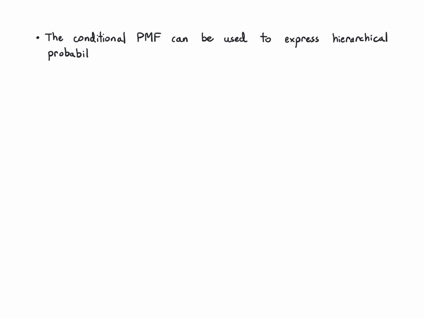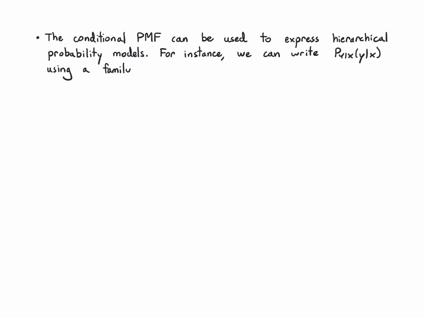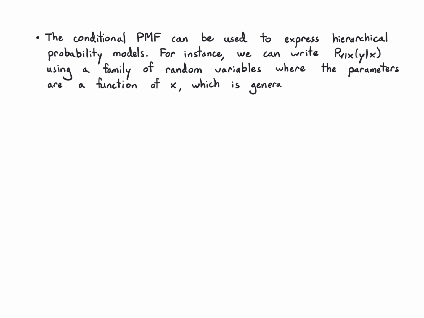Okay, well, we saw the mechanics of how that works, but what is this useful for? And one of the most useful applications of a conditional PMF is a hierarchical probability model. All right, so what we could do here is we could express P of Y given X using a family of random variables, and we'll say that the parameters of this family are actually a function of X. And X we are also going to generate using this marginal P of X.